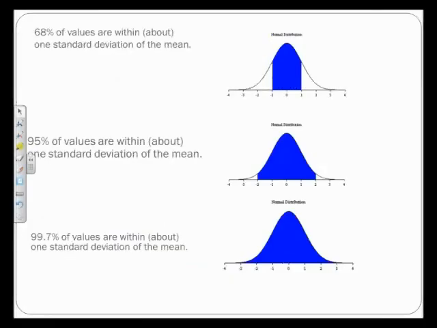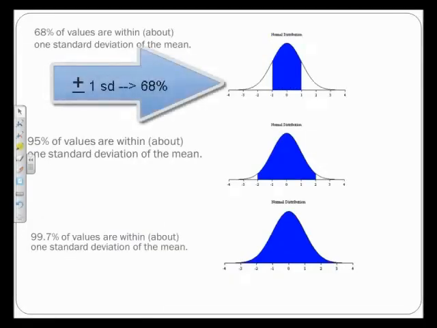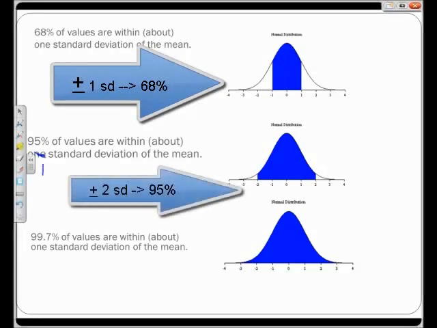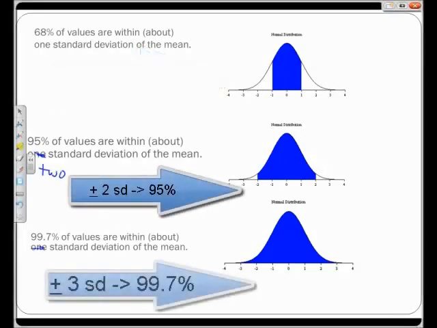So this is just the whole thing at once. 68% of values within about 1 standard deviation, 95% within 2, and 99.7% within 3.